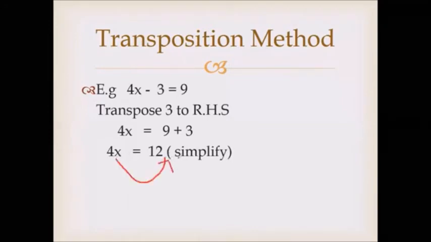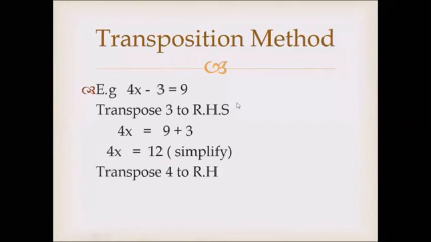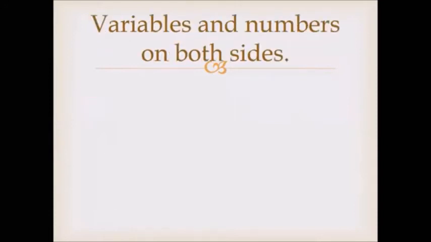It is multiplication and it becomes divide on the other side. But we have to write down what we are transposing. We are transposing 4 to the RHS. So 4 is in multiplication, 4 into x. So it becomes divide. So x is equal to 3 is your answer.